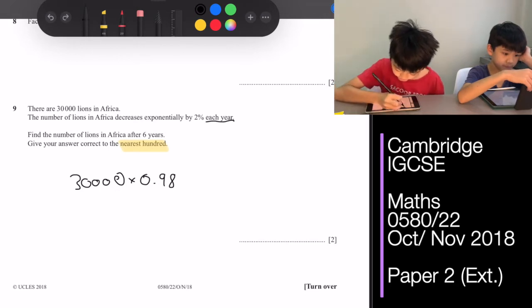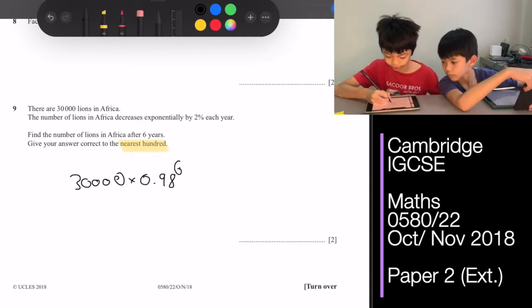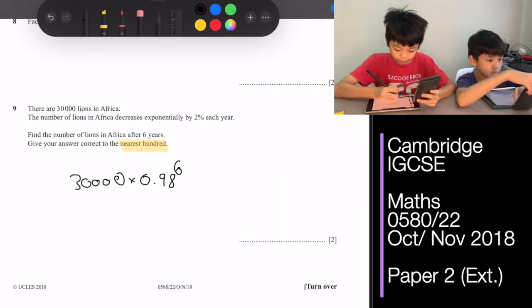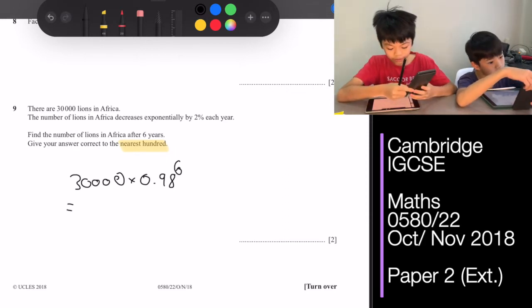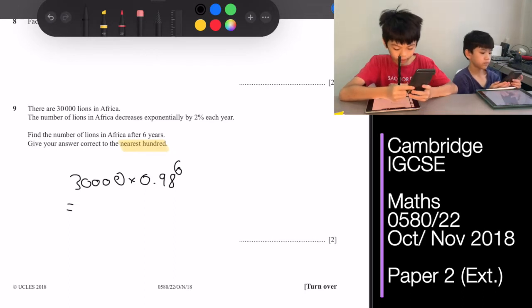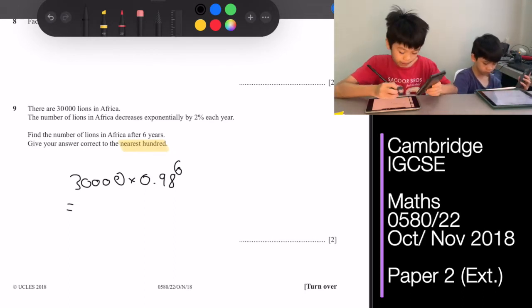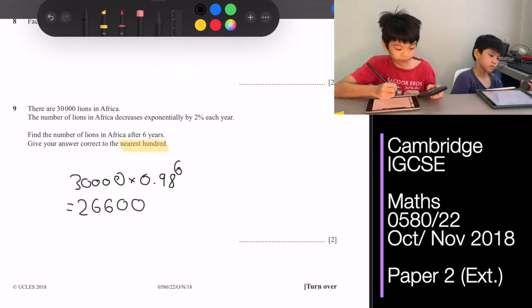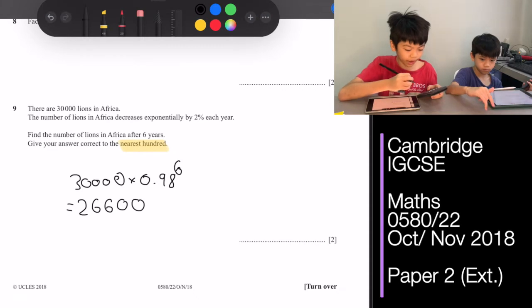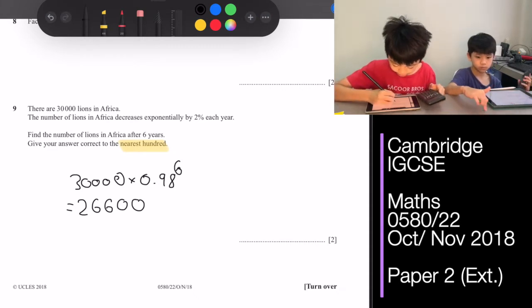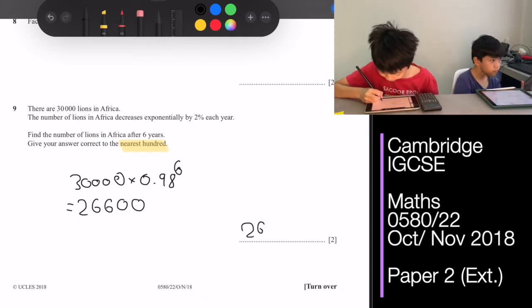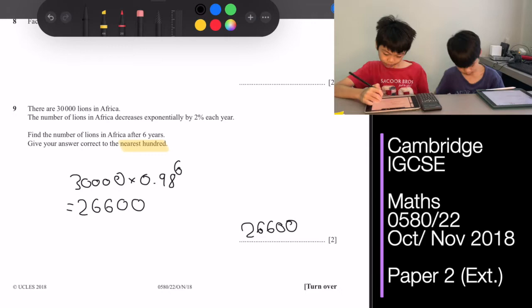And then find the number of lions in Africa after 6 years. So this is each year. And then after 6 years, since it's exponential, it's to the power of 6. 6 is the years. And then that will give us 30,000 multiplied by 0.98 to the power of 6. That will become 26575. Now, you can't put it as 26575 because they said rounded to the nearest 100. Corrected is rounded. So 26600.